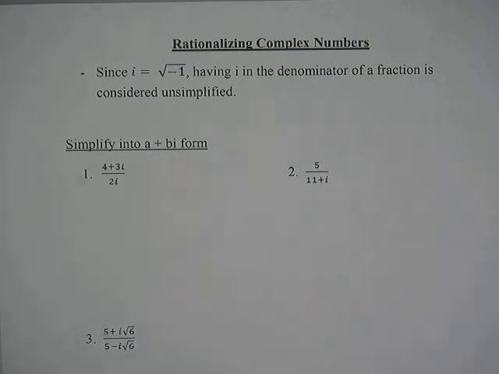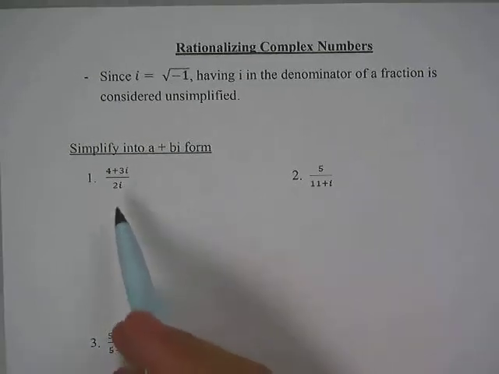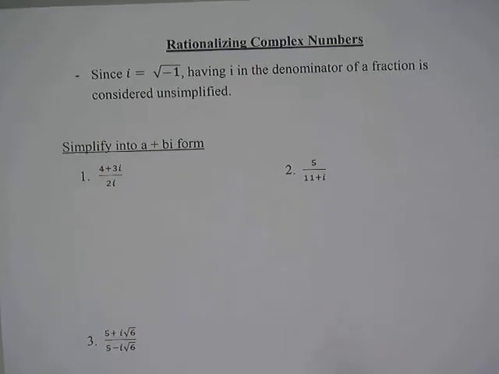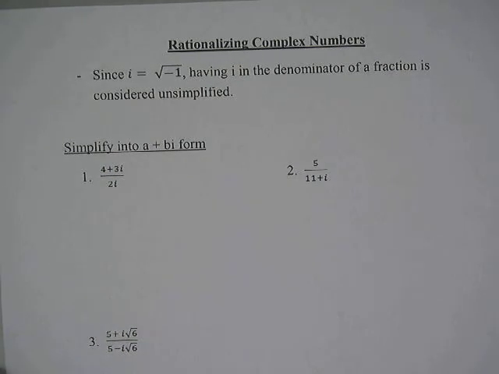Today let's talk about rationalizing complex numbers. Now, something to remember is that since i is equal to the square root of negative 1, having i in the denominator of a fraction is basically considered unsimplified, because it's like having a radical in the denominator. So when you come across a situation like this one right here, (4 + 3i) over 2i, you need to get that i out of there.